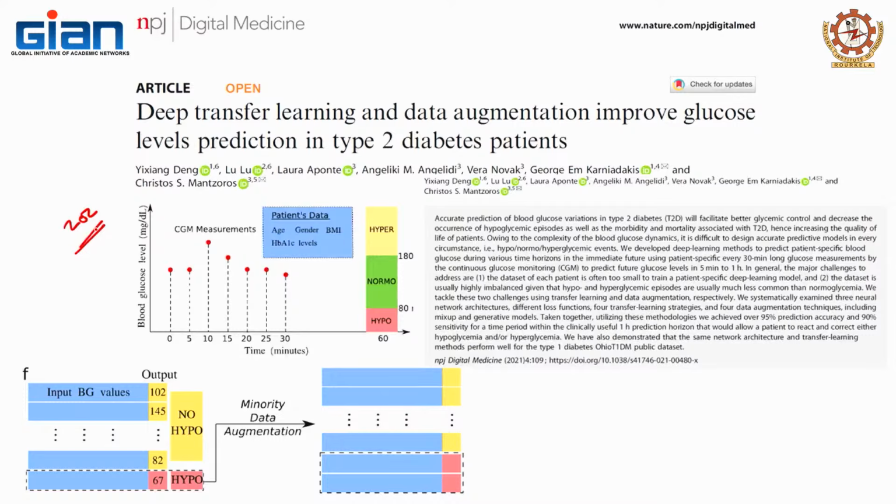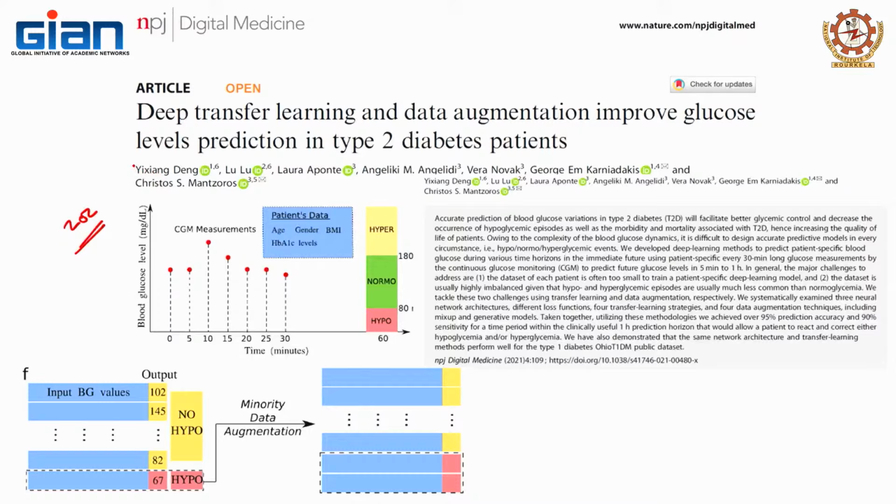If you look at most of the diabetes data, let us say the CGM data, and let us say you have three classes: hyperglycemia, normal, and hypoglycemia. Which is the majority class? Normal. So, most of the time you would see that the number of points in the normal class would be more.